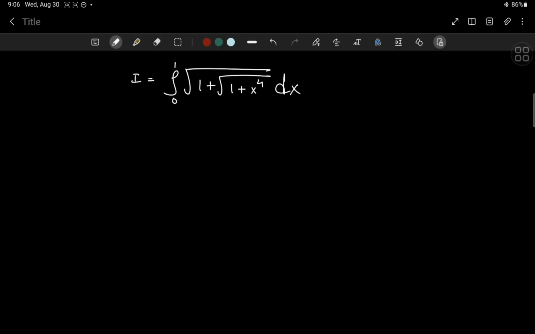Today we have this really cool nested roots integral. It's the integral from 0 to 1 of the square root of 1 plus the square root of 1 plus x to the fourth power. And a substitution here seems pretty natural.